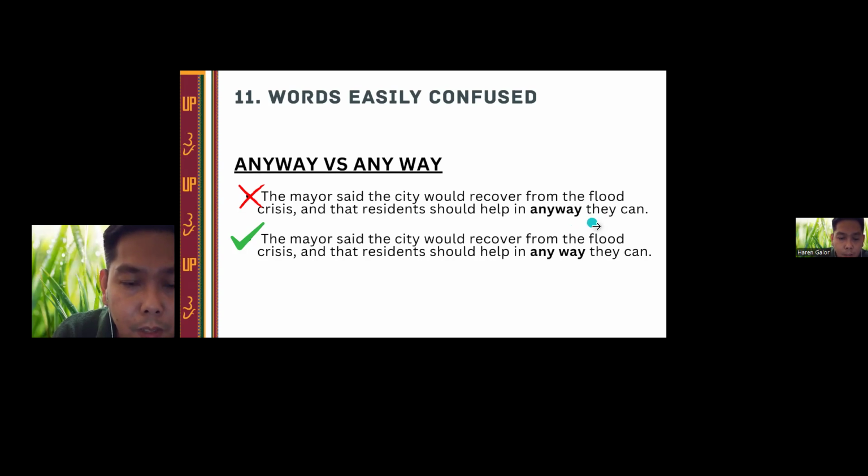Anyway, single word, versus any way, separated. Anyway, single word, means regardless, nonetheless. Any way means any manner. So in this example, the mayor said the city would recover from the flood crisis and that residents should help in any way they can. The correct word is any way, separated, because it means any manner.